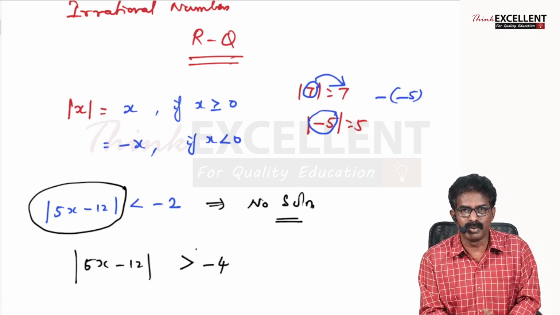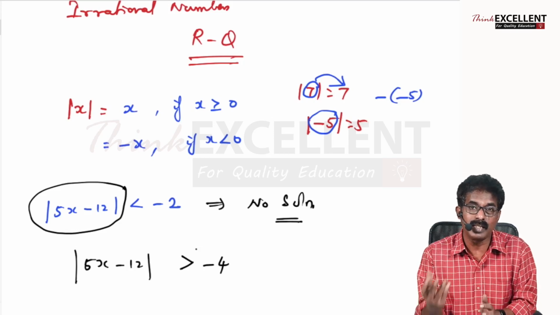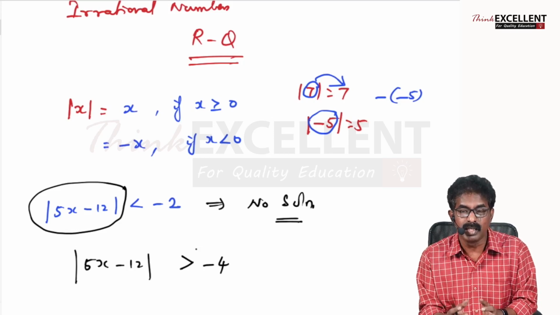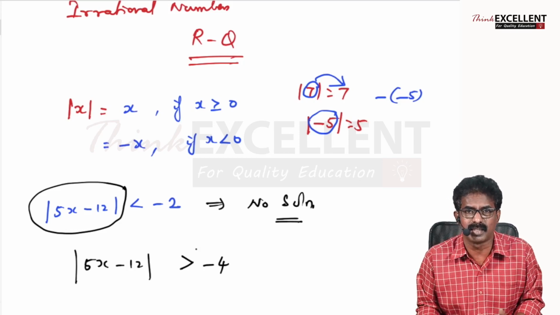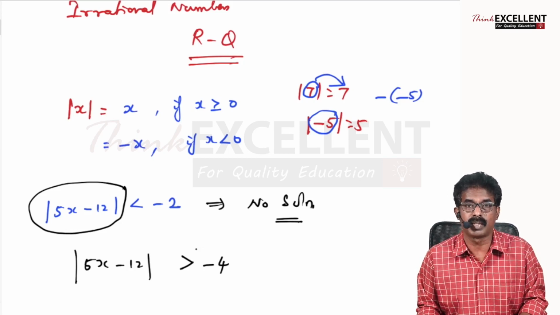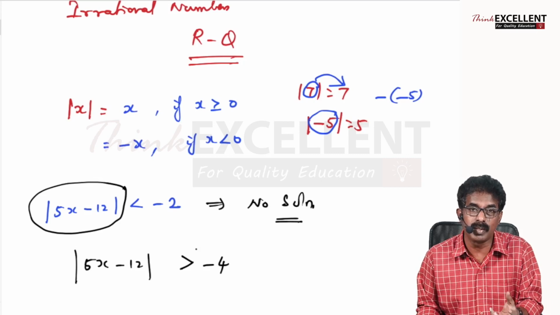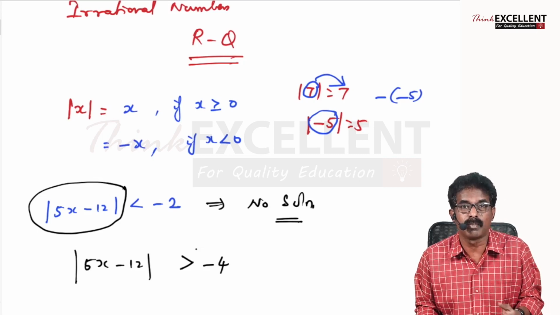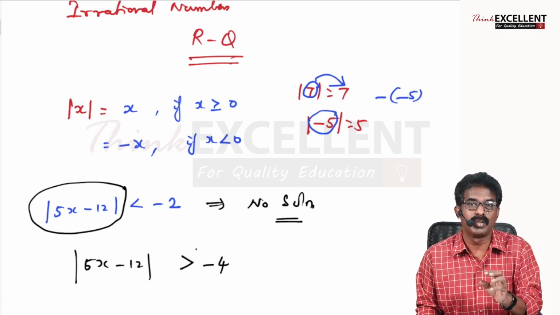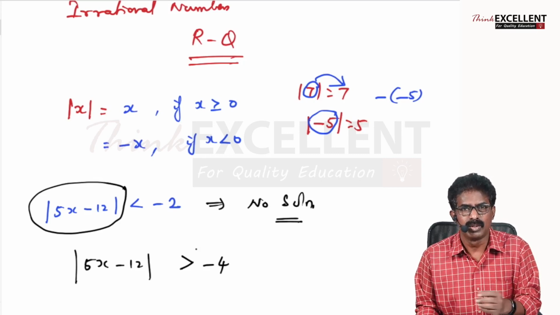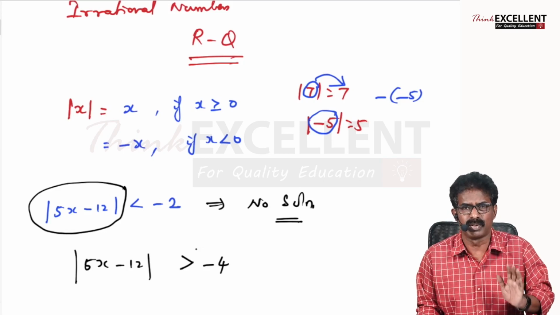The modulus of some value is 0 or more than that only, right? But what they are telling is that it is more than minus 4, definitely. Suppose a test is conducted, and you are telling how much mark you got. Nobody will ask how many of you scored more than minus 5, because the minimum mark will be 0. So it is meaningless, right? Everyone scored above minus 4 only.